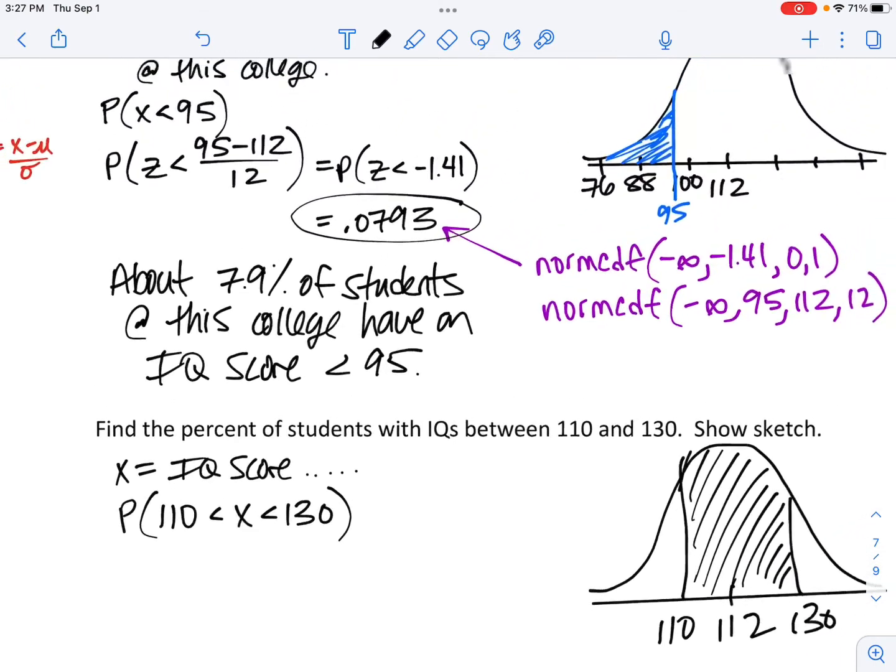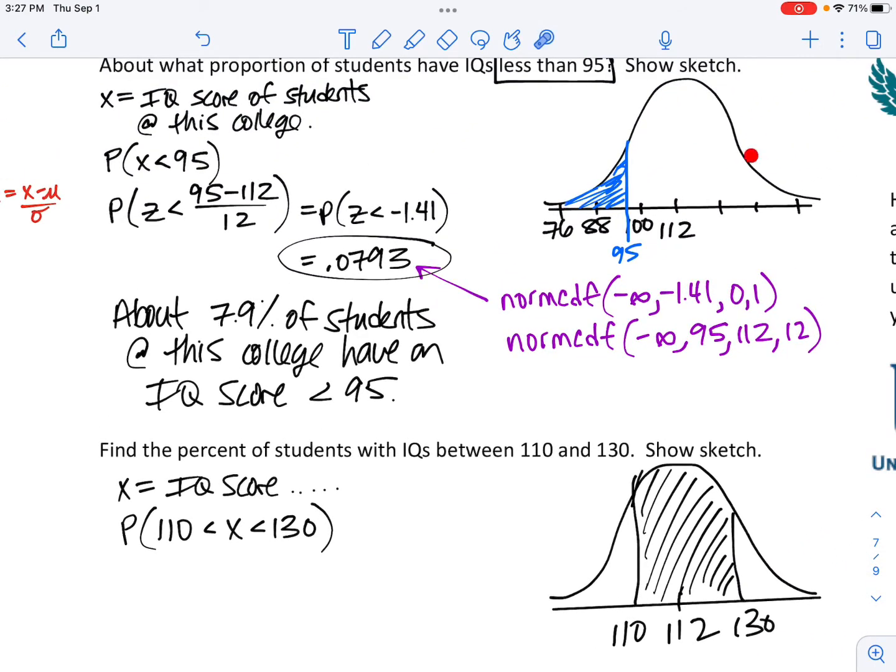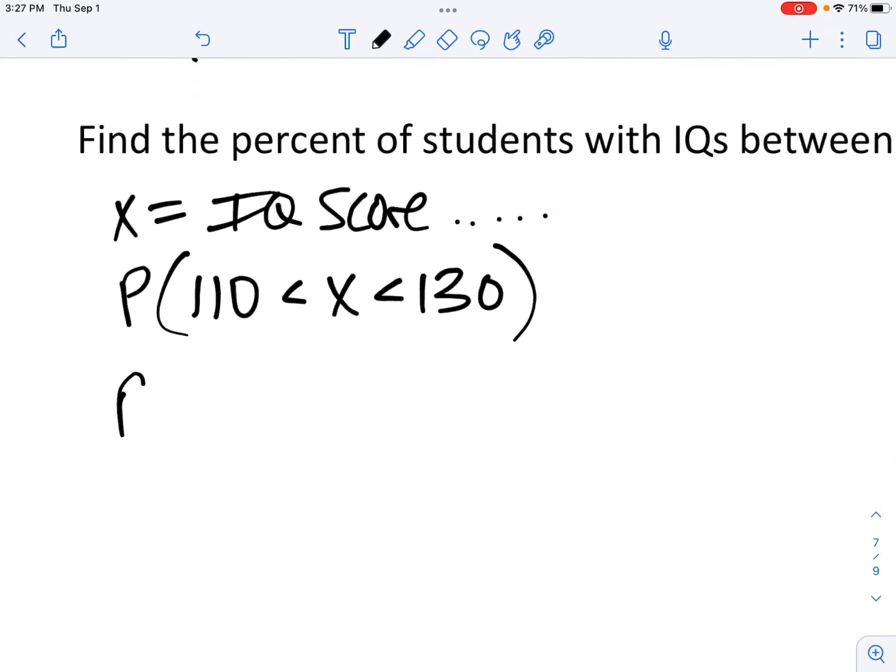Okay, so mirroring what I did in this one, I've drawn my sketch, I've shaded my area, I have defined X, and I have written in symbolic notation what the question's asking me. What's the next thing I have to do? Convert to a z-score. And yes, you can do both of them at once. So I'm going to change this to probability. I'm going to do two different z-score formulas. So 110 is the first X value, subtract the mean, divide by the standard deviation.